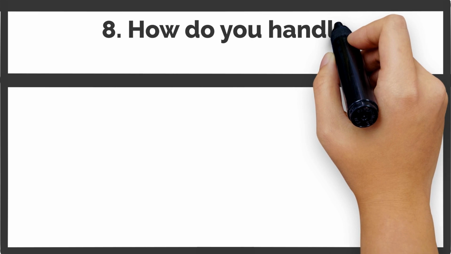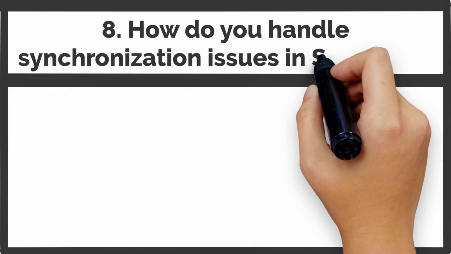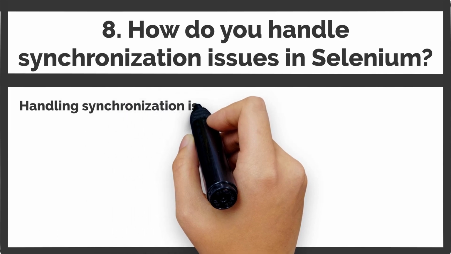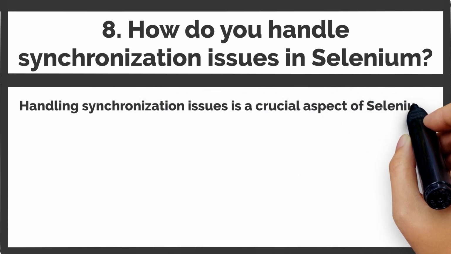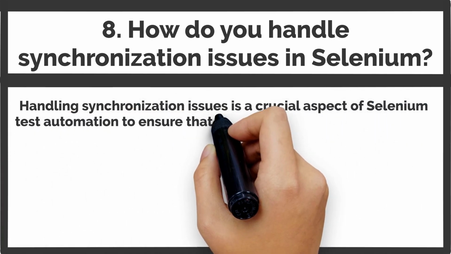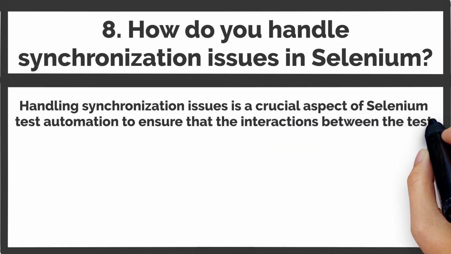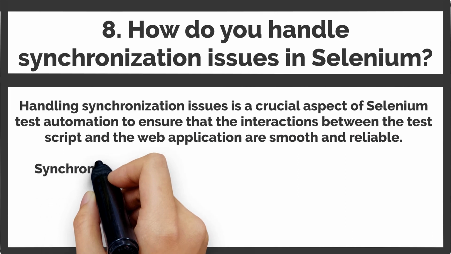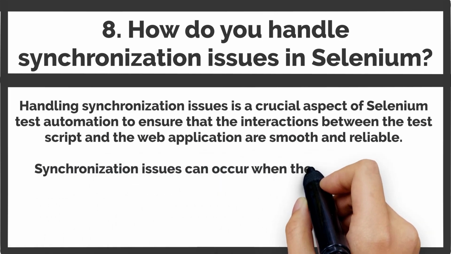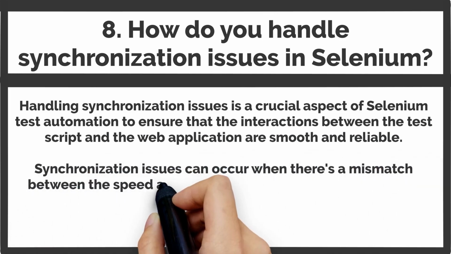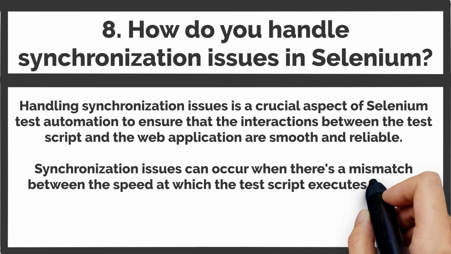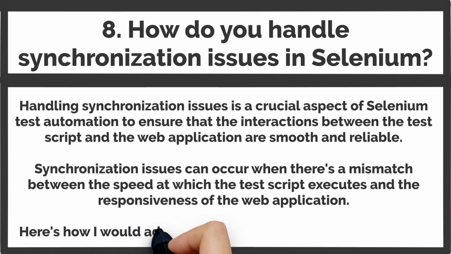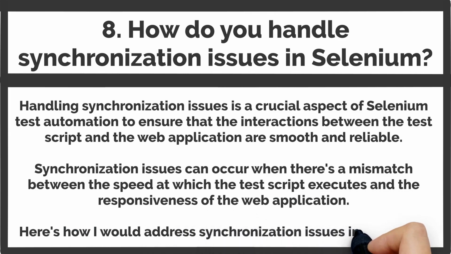8. How do you handle synchronization issues in Selenium? Handling synchronization issues is a crucial aspect of Selenium test automation to ensure that the interactions between the test script and the web application are smooth and reliable. Synchronization issues can occur when there's a mismatch between the speed at which the test script executes and the responsiveness of the web application. Here's how I would address synchronization issues in Selenium.